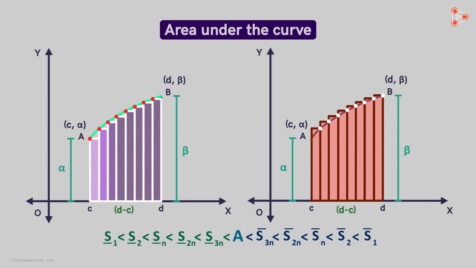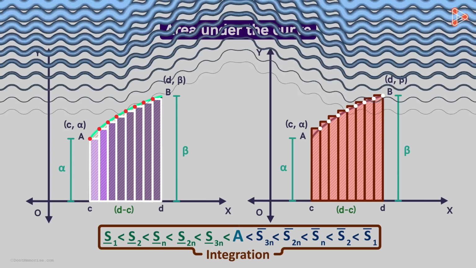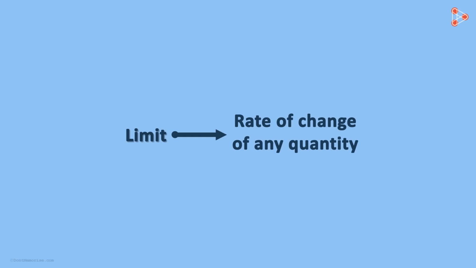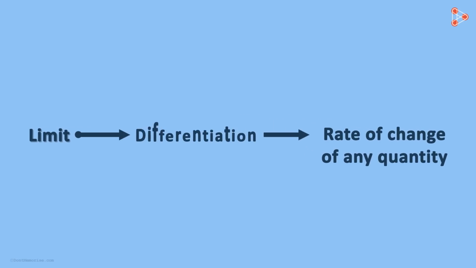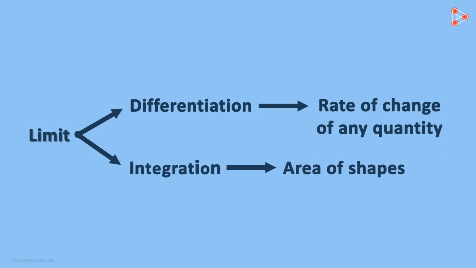This is the basic idea of integration. We will learn about it in detail in our upcoming videos. So until now, we have an idea of the limit process. We saw how we can apply it to find the instantaneous rate of change of any quantity. The process of finding this rate is called differentiation. In this video, we saw how it is applied to find the area under a curve. And this process is called integration.